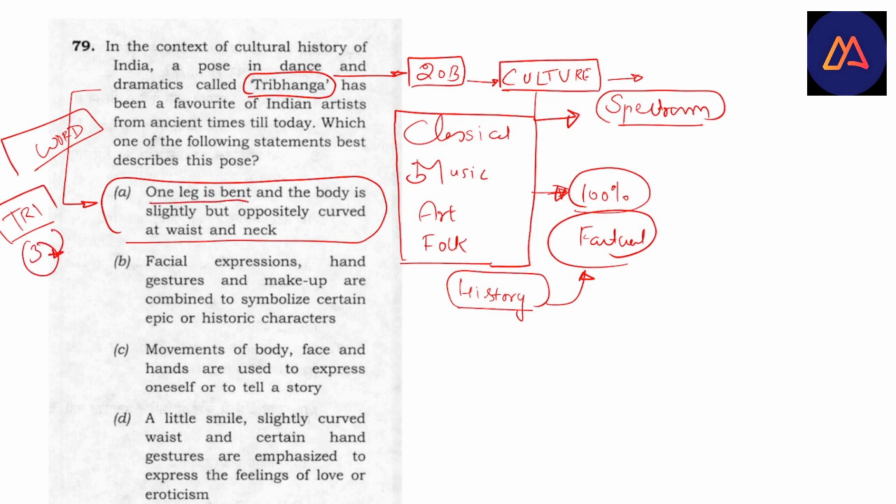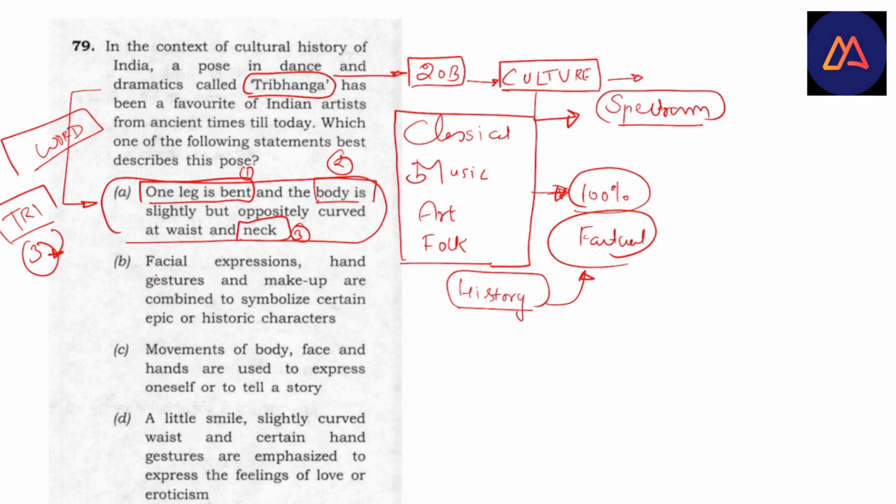So this is one leg is bent, and the body is slightly curved. So that is 2, and the neck. So if you see 3, it is like a tripod. Like how we use this tripod. So that is how you should think about this.